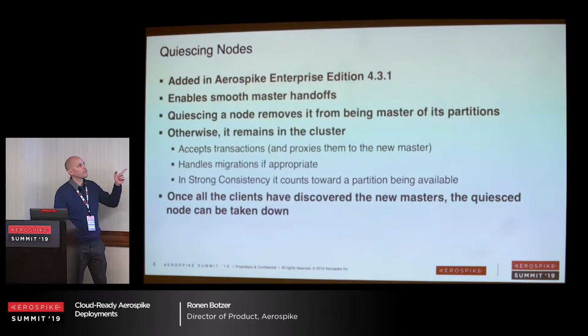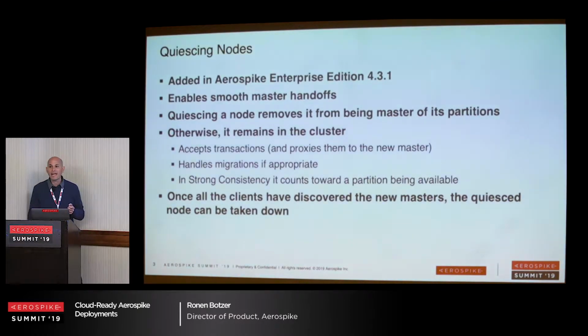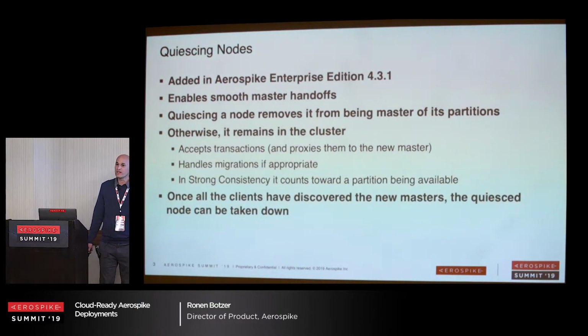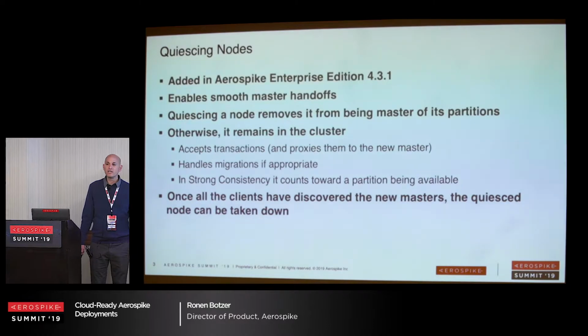Okay, so let's go quickly over what quiescing is. Quiescing was added in 4.3.1. It enables smooth master handoffs. So if you've used Aerospike for a while, you know that when you're doing a rolling upgrade, you take down a node.